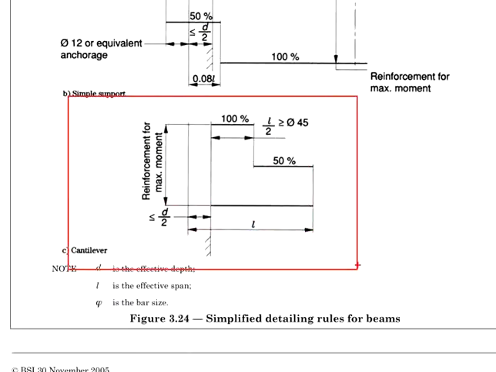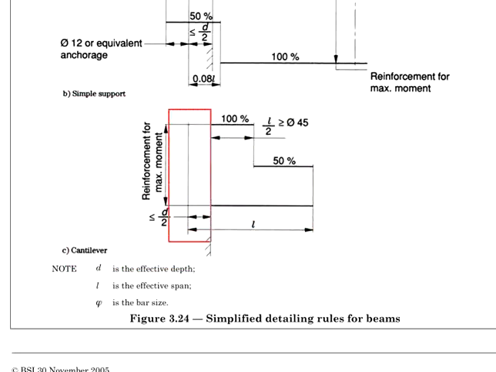Next is the cantilever. Here will be the support, and this will be the cantilever length. Cantilever beams here, we are looking at the top reinforcement. You need to design your reinforcement in order to resist the maximum hogging moment. And then at a certain length, you may reduce the amount of reinforcement by 50%. And this length shall be equal to L per 2, or at least 45 times the bar diameter.